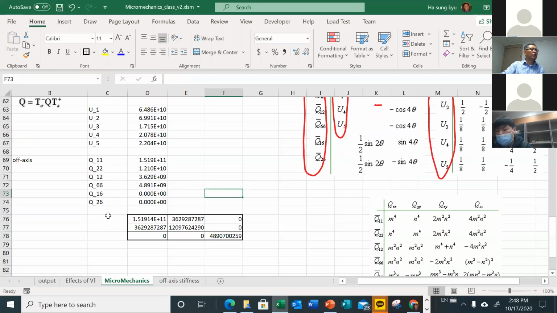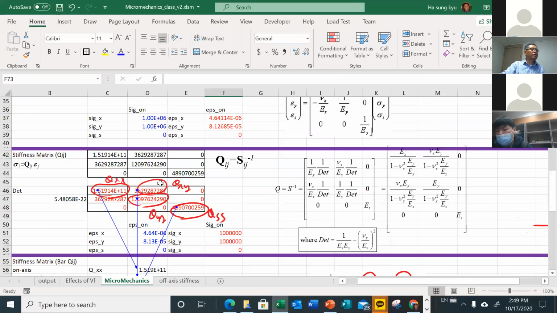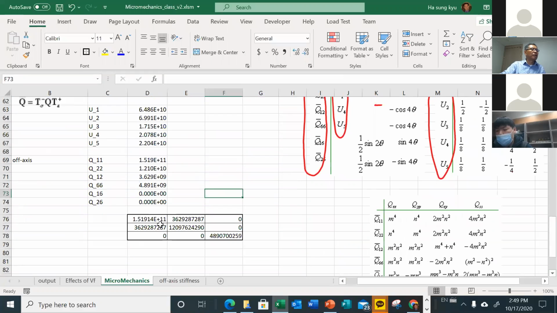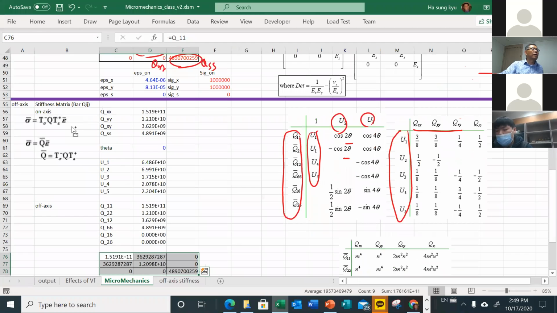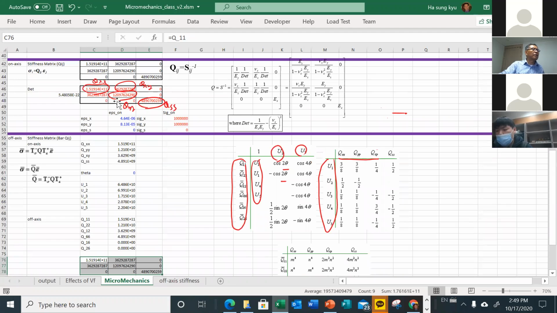Okay, so this is the Q matrix, and I will move to here and compare this one and that one. They are exactly the same when the angle is 0. It's obvious.